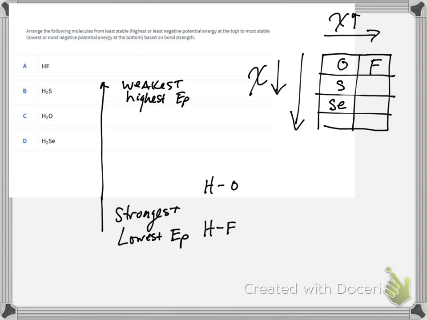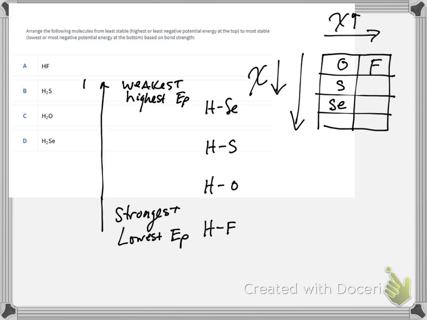Now, if we are going just in the second column, HO would be a little less stable than HF, so it's higher up in potential energy. But then as we go down the column, it would then go HS and then selenium. Selenium is going to be the least stable. It has the lowest difference in electronegativity compared to hydrogen. And these are all being compared to hydrogen, right? So they're all kind of the same.